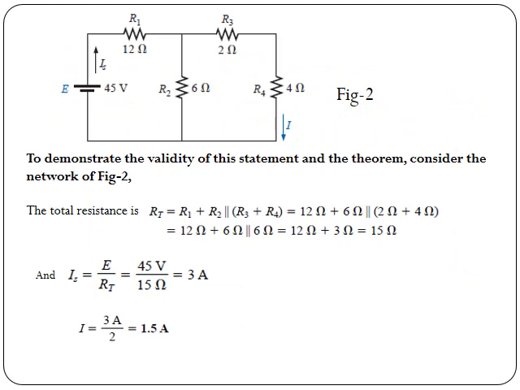Now we will clarify the reciprocity theorem in this figure. As you can see in figure 2, here we have a voltage source of 45 volts, that is E of 45 volts, and we are seeing the current in this branch which is given as capital I. To demonstrate the validity of this statement and the theorem, we are considering this network.